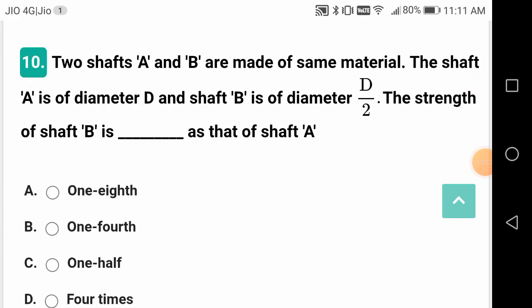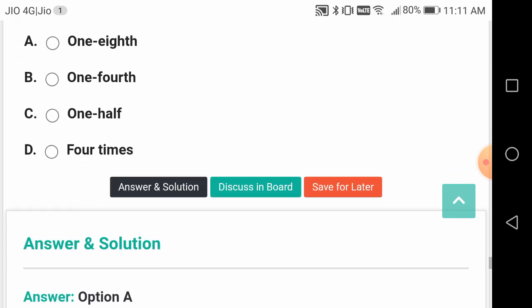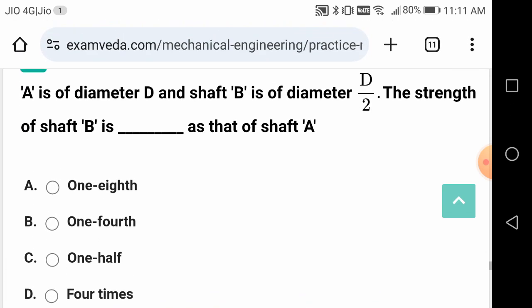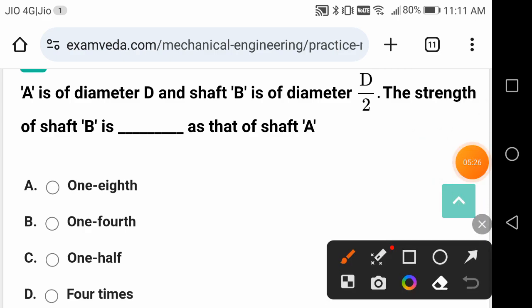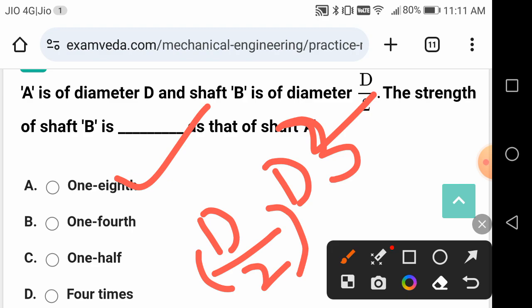Two shafts A and B are made of same material. The shaft A is of diameter D and shaft B is of diameter D by 2. The strength of shaft B as that of A is 1/8. It is proportional to D cube. Because the diameter is made half, it is proportional to D by 2 whole cube. So that means 1/8.